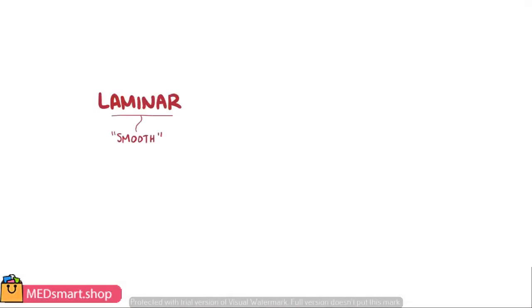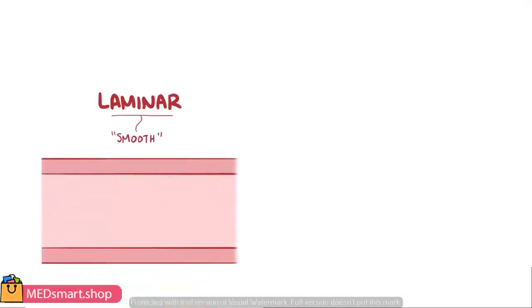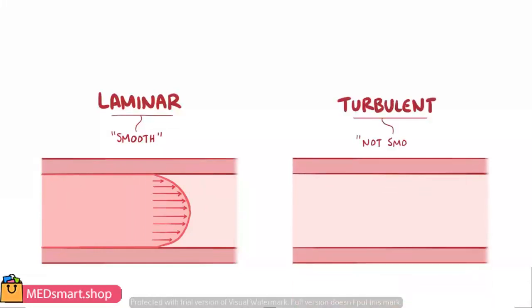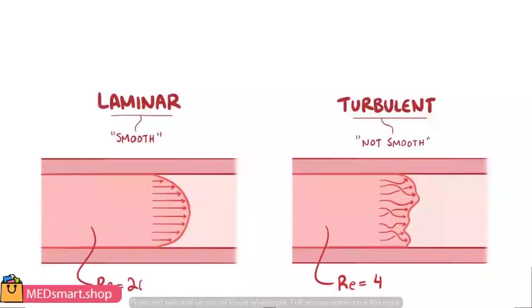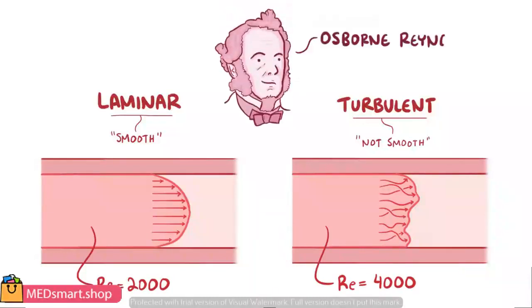Laminar means smooth, and so laminar blood flow is blood that's flowing smoothly through the vessels. Turbulent flow, on the other hand, is when the blood's not flowing smoothly, and we can figure out if blood's likely to be laminar or turbulent by finding its Reynolds number, or RE, which is named after Osborne Reynolds, a Victorian scientist who not only studied fluid dynamics, but is a man who knows how to rock a beard and bow tie.